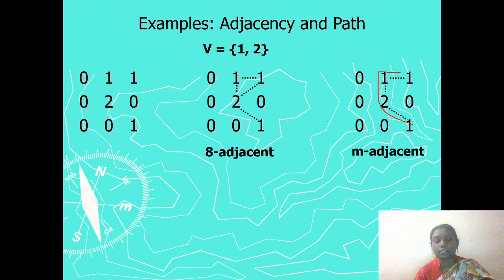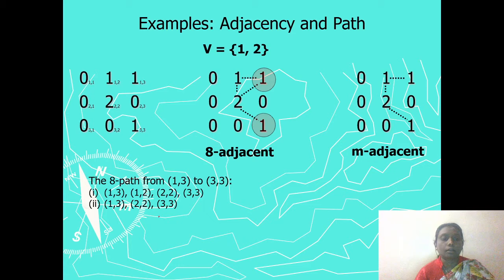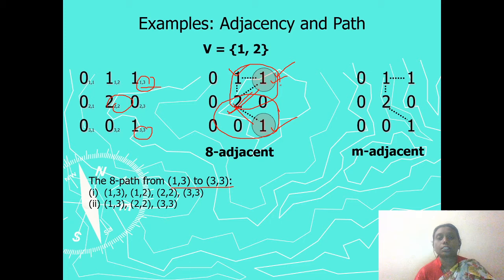So if we take the values, then the eighth path from 1,3 to 3,3. This is 1,3, and this is 3,3. Then the eighth path, 1,3, this one, and 1,2, this one, and 1,2, this one, here, and finally 3,3, this one. And another way is 1,3, this one, and 2, this direction, and 2,3, this one, and now here. This is the 8 adjacency. How is it 8 adjacency? This is 4 adjacency, and this is next 4 adjacency, total 8 adjacency.